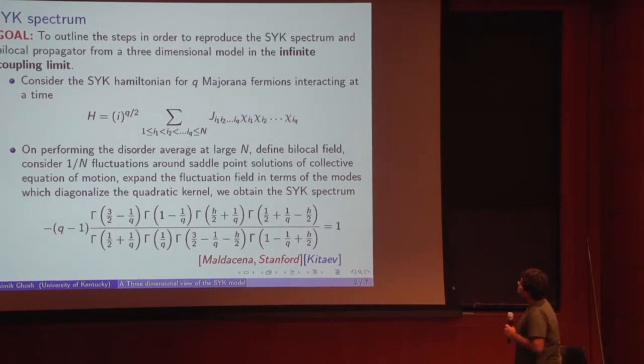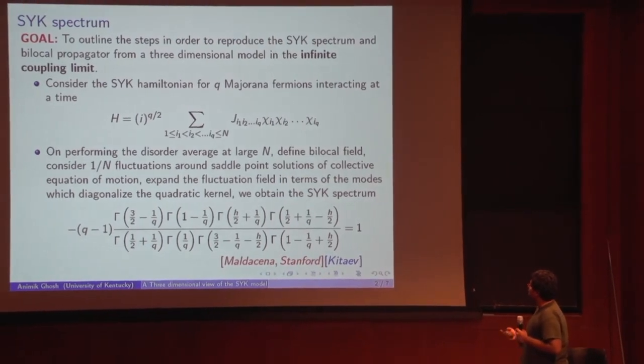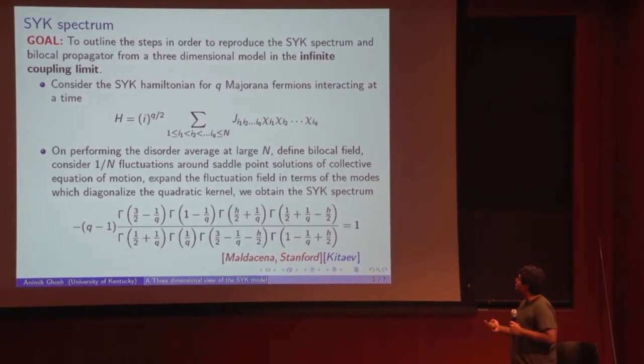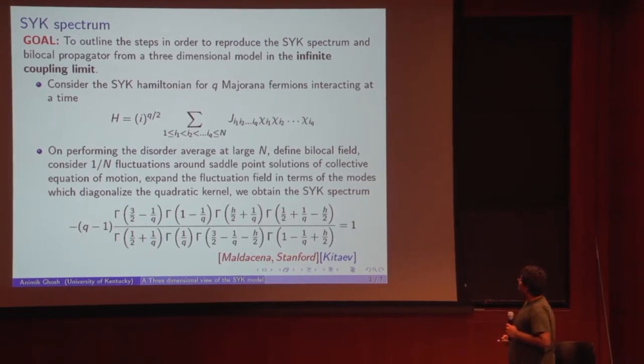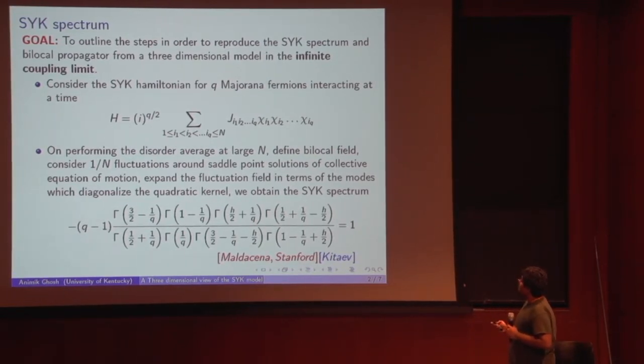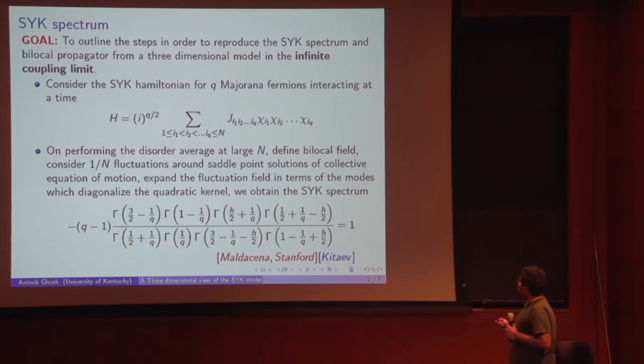So the goal of my talk is to outline the steps in order to reproduce the SYK spectrum and the bilocal propagator starting from some three-dimensional model, and I'm going to restrict myself to the strong coupling limit, the infinite coupling limit. So just to remind ourselves about some aspects of the SYK model, consider this SYK Hamiltonian for q interacting fermions.